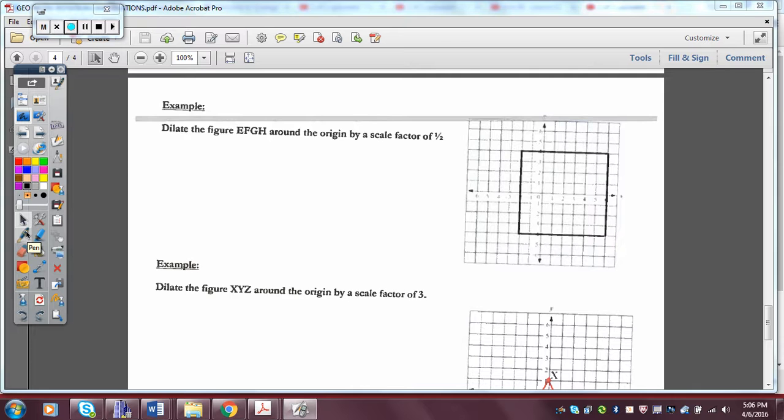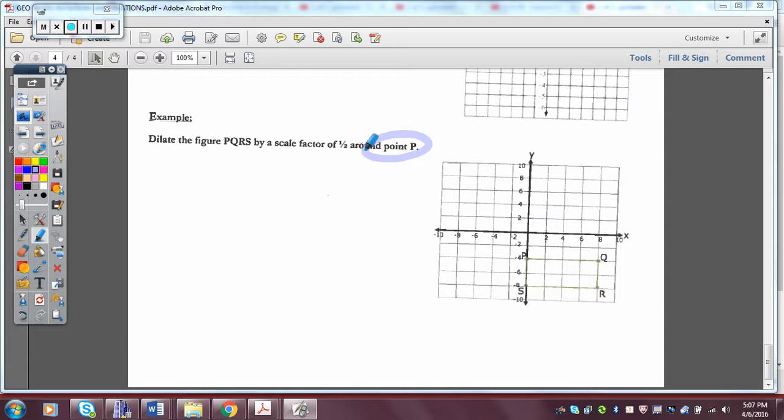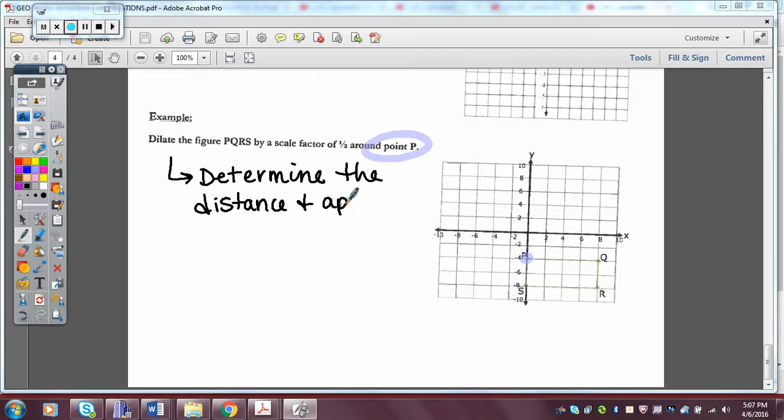And now I want to talk about the very last problem. Okay? Notice here it says I want to dilate it around point P. So I want everybody to highlight point P. Okay? When you have to dilate around something that's not the center, all you do is determine the distance and apply scale factor.